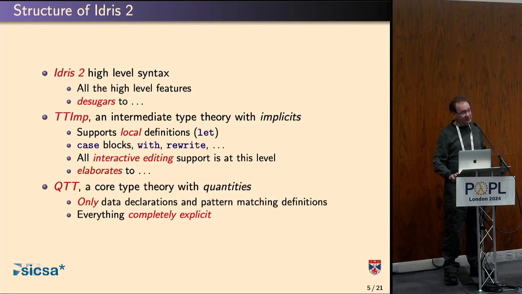And that elaborates to QTT, which is a core type theory with quantities. So essentially that means that every variable is annotated with the number of times it can be used, which is either 0, that is it's compile time only, 1, meaning that it's linear, or unrestricted. So Idris 1 would be Idris 2, but everything has the unrestricted quantity.